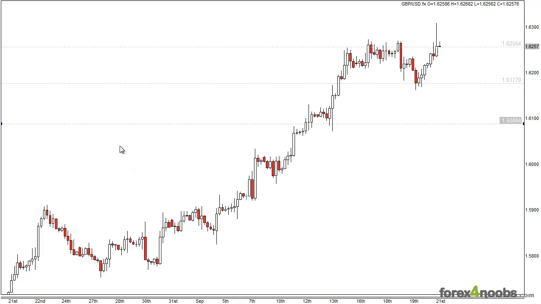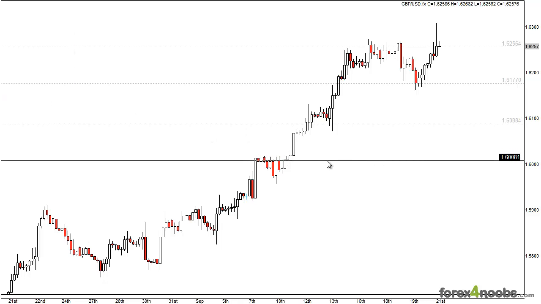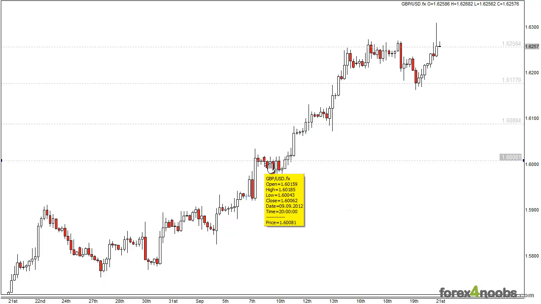Okay, next area is probably going to go here. Now, this one is here for pretty obvious reasons. Price came up here, went sideways, then kept moving up. It went sideways for quite a while, so it looks like this might be a significant area of support and resistance. And we'll just throw up maybe one more.